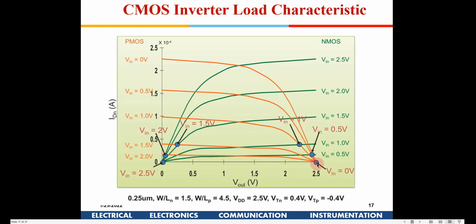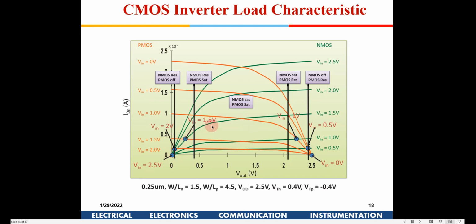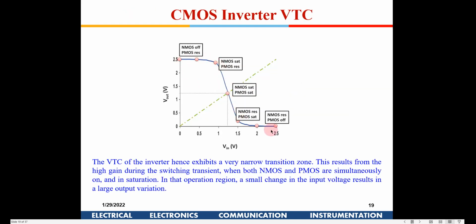Similarly, if I take V in equal to VDD, then for PMOS it is a 0 curve, so it will go close to the x-axis, and for nMOS this is the curve. They will intersect at this point. If you join all these points together, you'll get the VTC curve. Initially at this point nMOS is on and PMOS is off, and at this point nMOS is off, and then in between you have both in saturation, nMOS in the resistive or linear region and PMOS in saturation, then nMOS in saturation and PMOS in the resistive region. So you will get this VTC curve. The key takeaway from this graph is that you will get a full VOH of 2.5 volts, as this is for a 2.5 VDD.